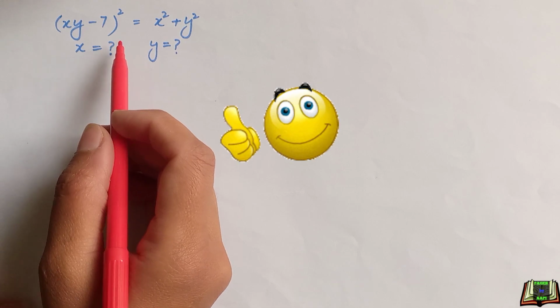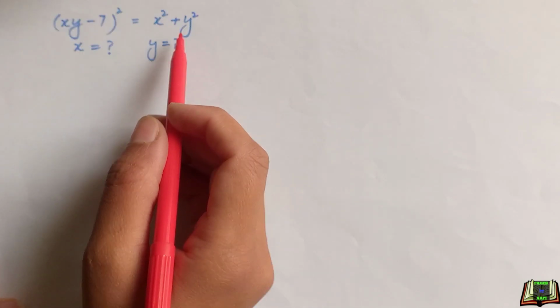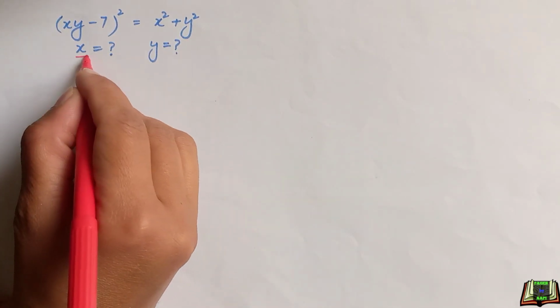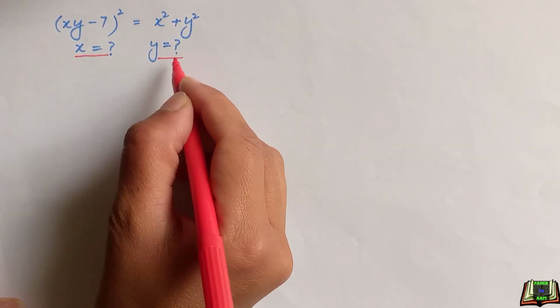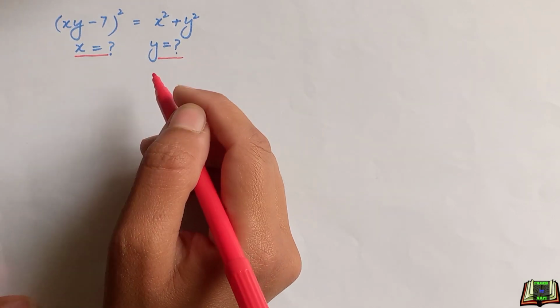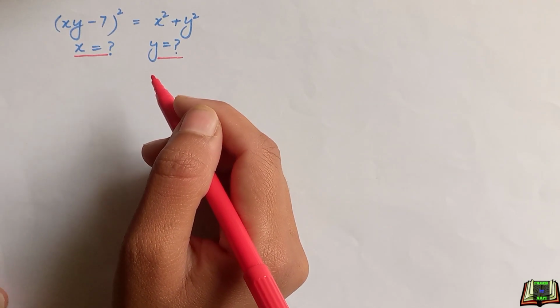If (xy − 7)² = x² + y², we have to find the value of x and y. So let's get started and see the solution.